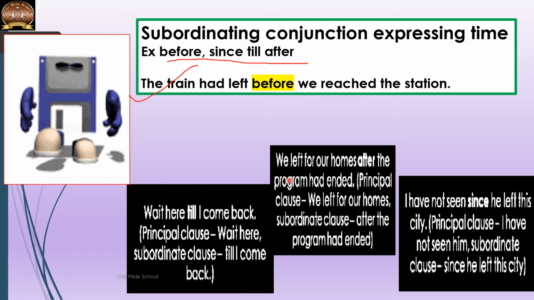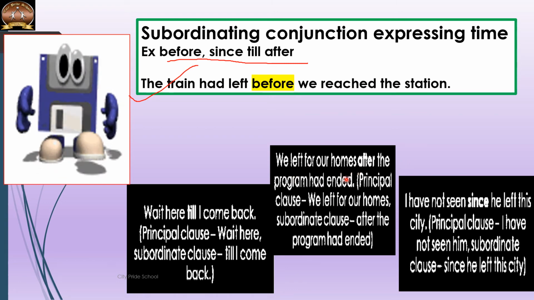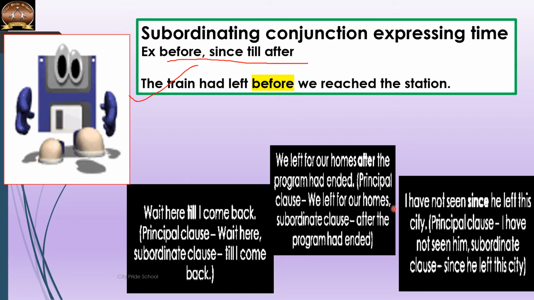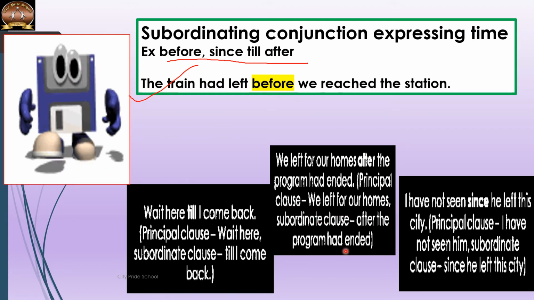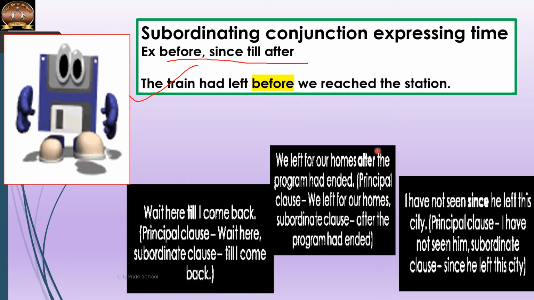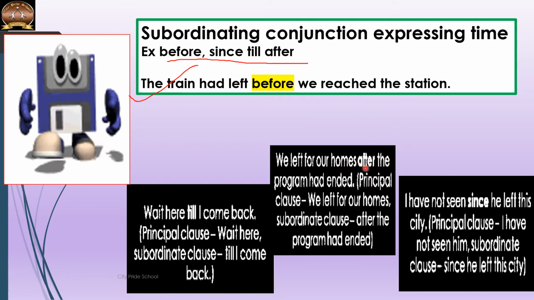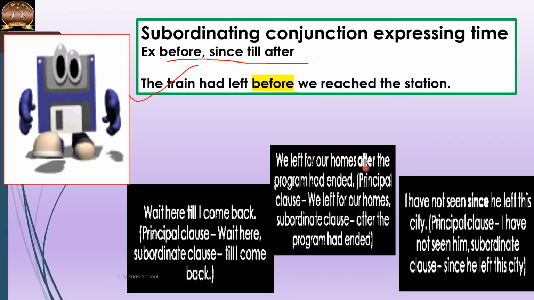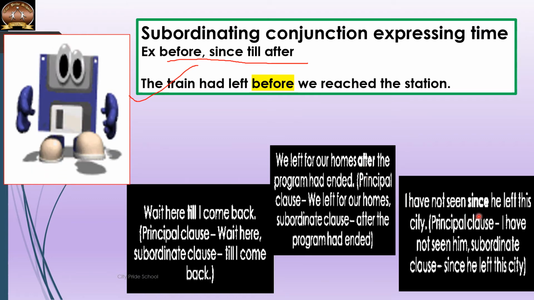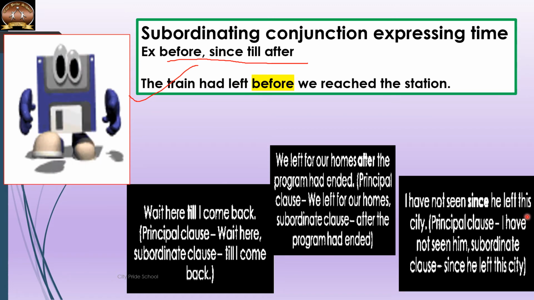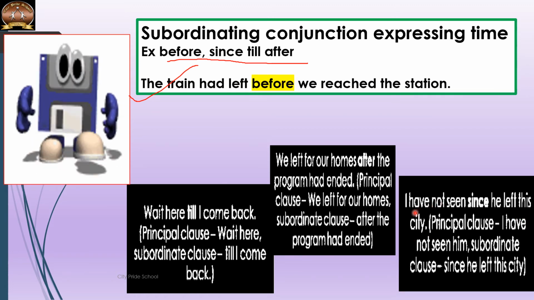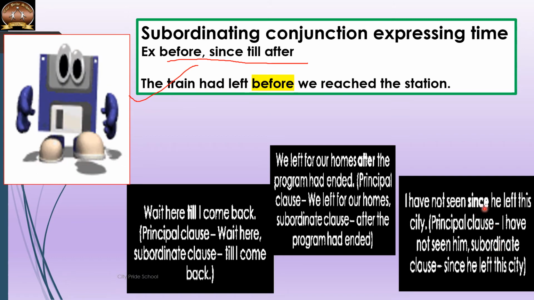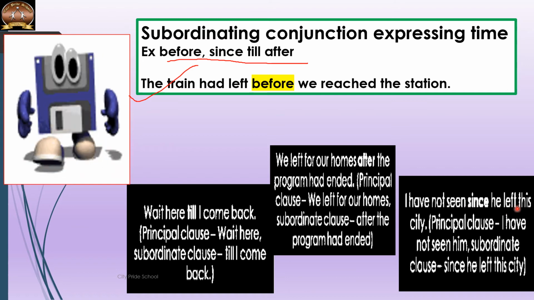Then in this example, we left for our homes after the program had ended. The principal clause or main clause is we left for our homes, and the subordinate clause is after the program had ended. Why? Because after is a subordinating conjunction. So all the words that come after a subordinating conjunction will be the subordinate clause. I have not seen him since he left this city. So the main clause is I have not seen him, and the subordinate clause is from since to the last word, since he left this city.